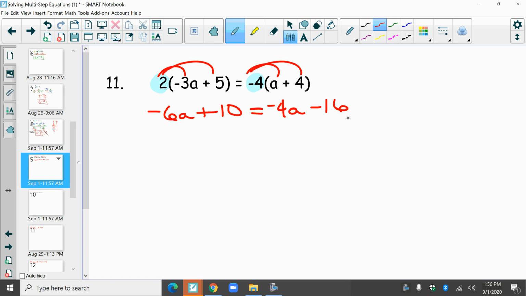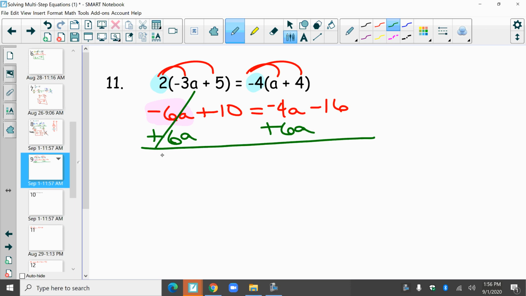Okay, so I always take the smaller variable. The smaller variable is going to be, in this case, negative 6a. So how do I get the a's on the same side? I'm simply going to do the opposite, so I'm going to add 6a. So working again from left to right, I drop down the 10. I owe 4 apples, I have 6 apples, so that gives me a total of 2a minus 16.